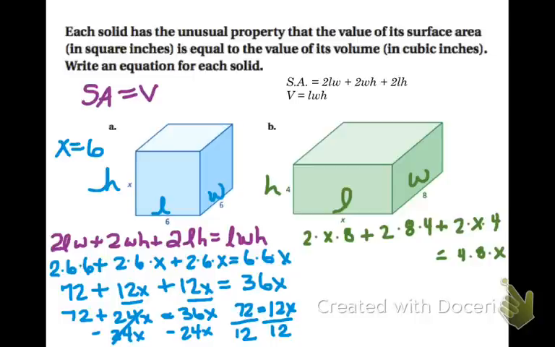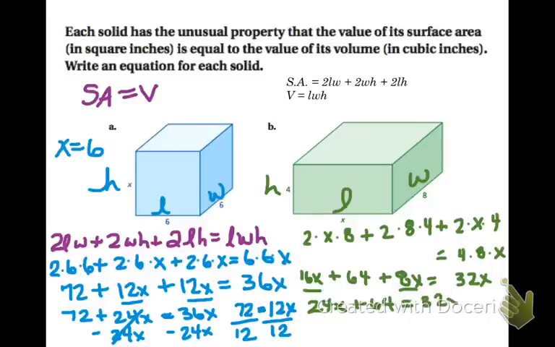Remember, multiplication is commutative, so it doesn't matter if we're doing length, width, and height, or height, width, and length. Okay, so if I'm going to simplify these, 2 times x times 8 is 16x, plus 2 times 8 times 4, 64, plus 2 times x times 4, 8x, all equal to 32x. Combine the like terms. 24x plus 64 is equal to 32x.